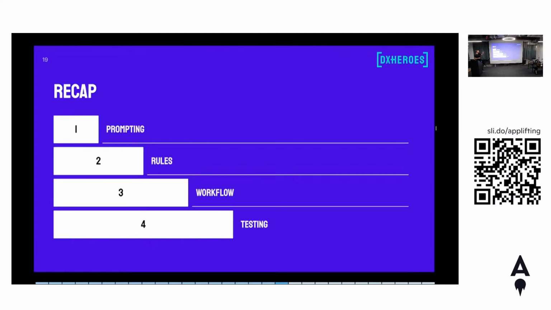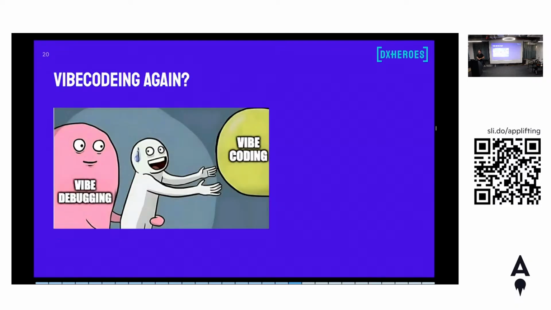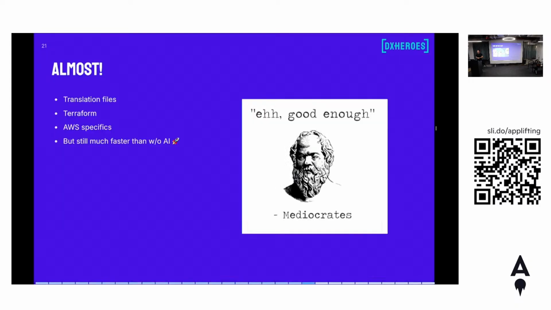So what we did so far, we improved our prompting, we specified multiple rules in our code base, we set a strict workflow for the AI, and we implemented some testing approaches. So are we vibe coding again now? Well, almost. With all this, it really improved our developer workflow, but AI, even with the latest models in the most modern IDEs, still struggles with translation files, Terraform configuration, or AWS and other cloud specifics. But our time to delivery is still much faster with that.